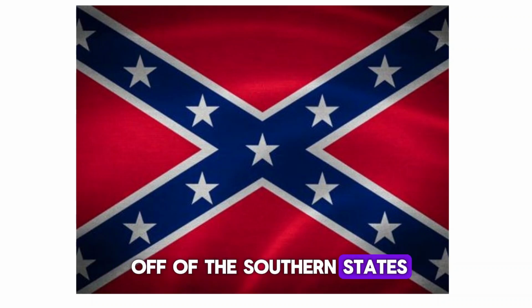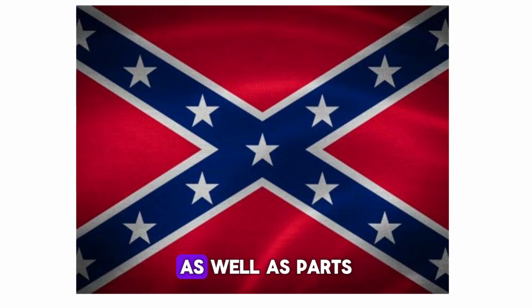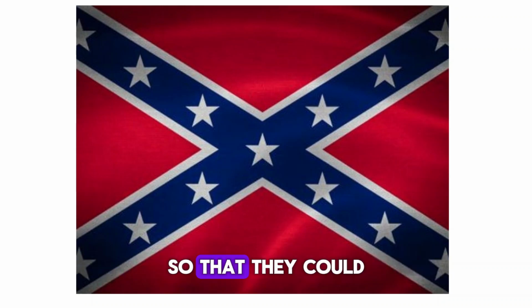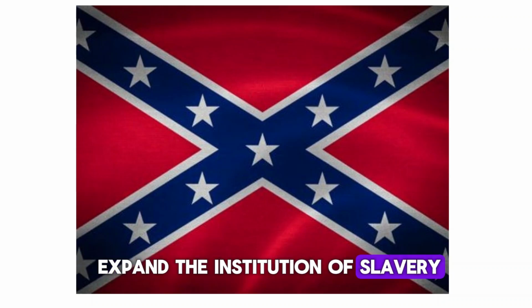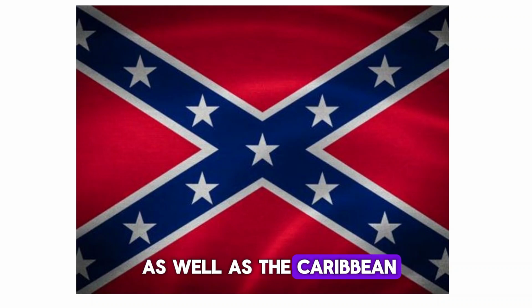The Confederacy was based off of the Southern states and their desire to expand towards the Caribbean as well as parts of Central America and potentially even South America so that they could expand the institution of slavery and profit more so off of the exploitation of African American slaves in the Deep South as well as the Caribbean.